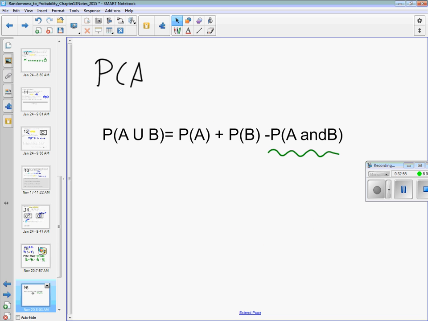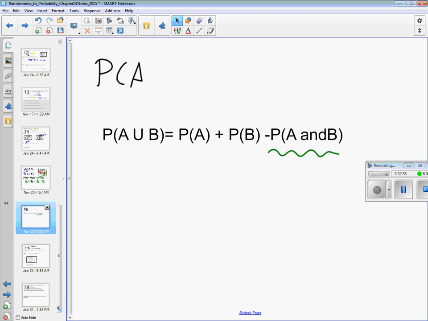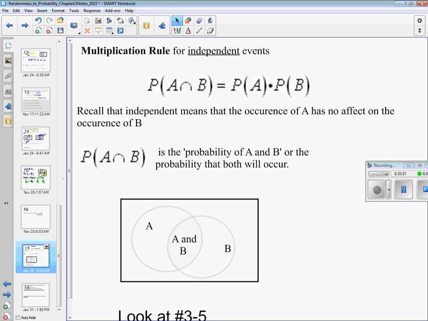A couple more ideas here before we finish up. The last thing that you guys talked about or read about in the chapter was this whole idea of multiplication. And we're going to talk about the idea of independent with this. Now, independent does not mean mutually exclusive. What was mutually exclusive or disjoint again? It was when the events can't happen at the same time. Okay, you cannot be both in Japan and Germany at the same time. That's mutually exclusive, that's disjoint.